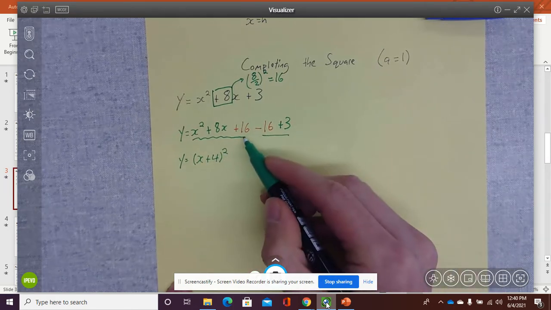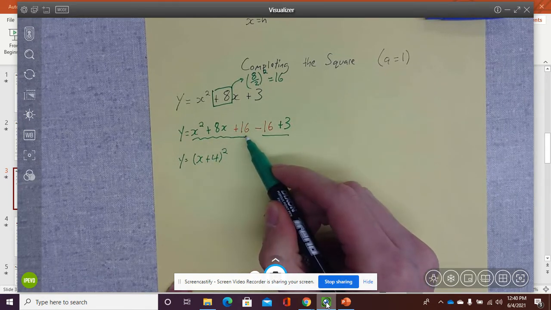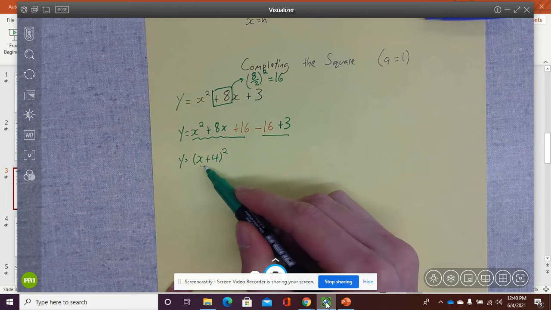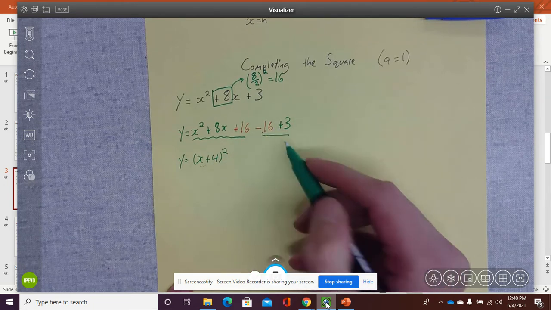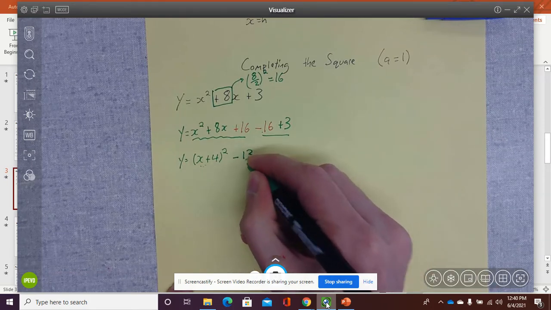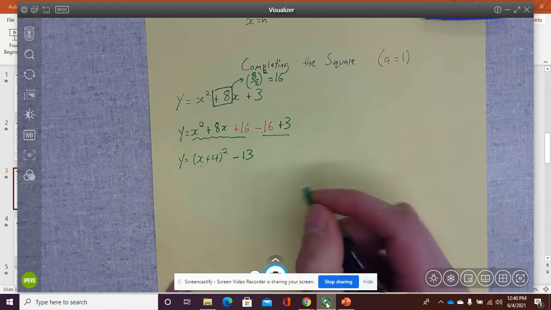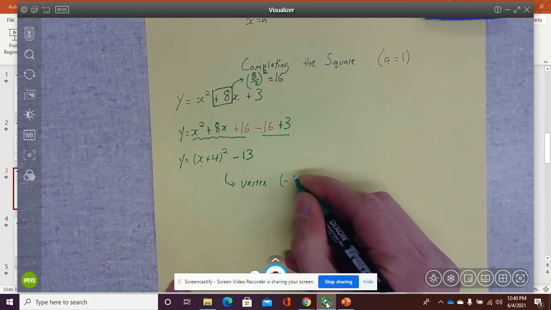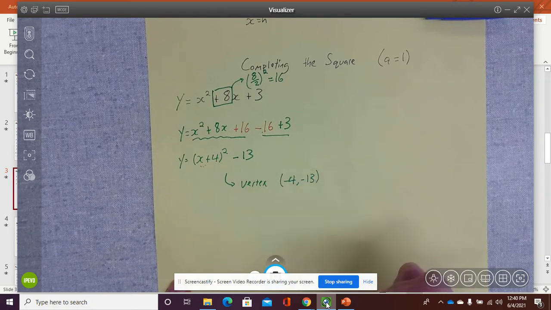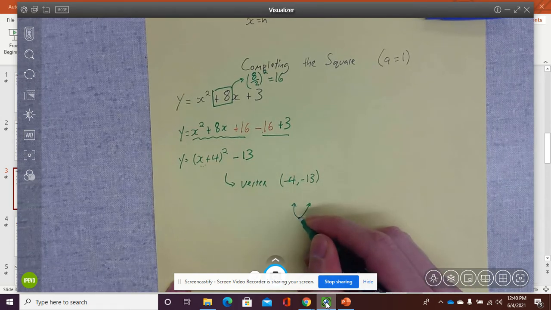So what we did is we picked this number 16 on purpose to create a perfect square trinomial, so that when I factored it, I have a squared binomial. I've completed the square, and now I can collect. Negative 16 plus 3 is negative 13. Now I have this same parabola in vertex form. That's really useful. Right away, I know my vertex is (negative 4, negative 13). There's my axis of symmetry. And in this case, there's my minimum value because this parabola opens up.